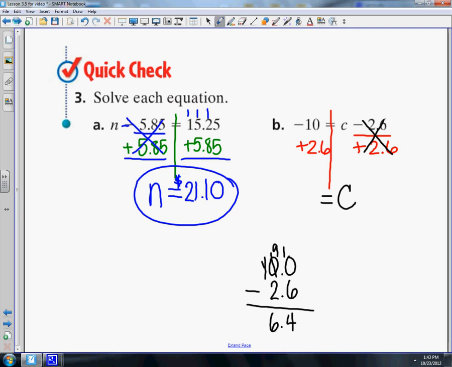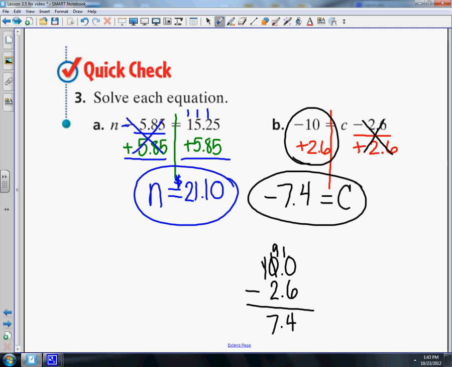So 6.4 plus 2.6 gets us to 10. So 2.6 plus 6.4, so 6.4 is 10. Oh no, I was right. I'm having a brain fart. 7.4. So 7.4. And then I keep the sign of my bigger number. So the bigger number between the two is negative 10. So then I get negative 7.4.